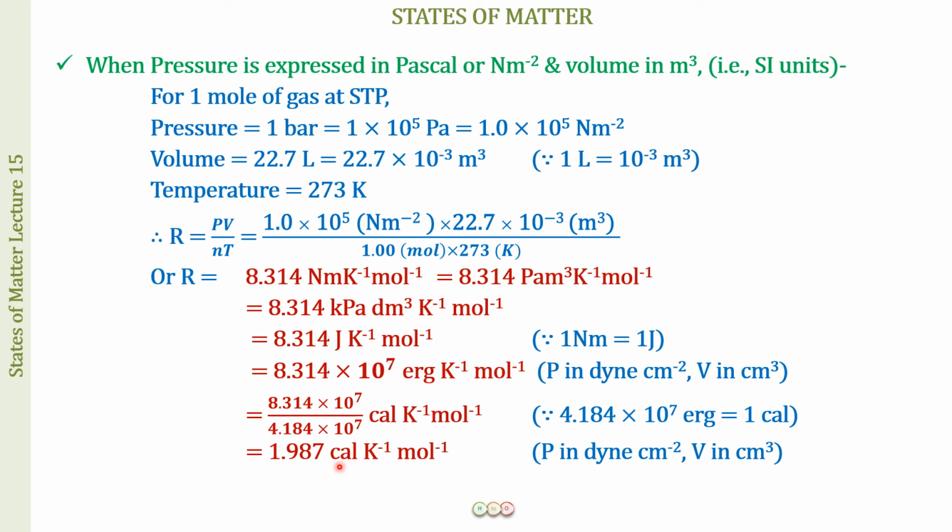Now if you remember these values, one value is that of 0.0821 atmosphere liter per Kelvin per mole, one this value, and one this value as far as the calorie value is concerned. These three values are going to be very important, which will really help you in your numericals to do the questions very quickly.